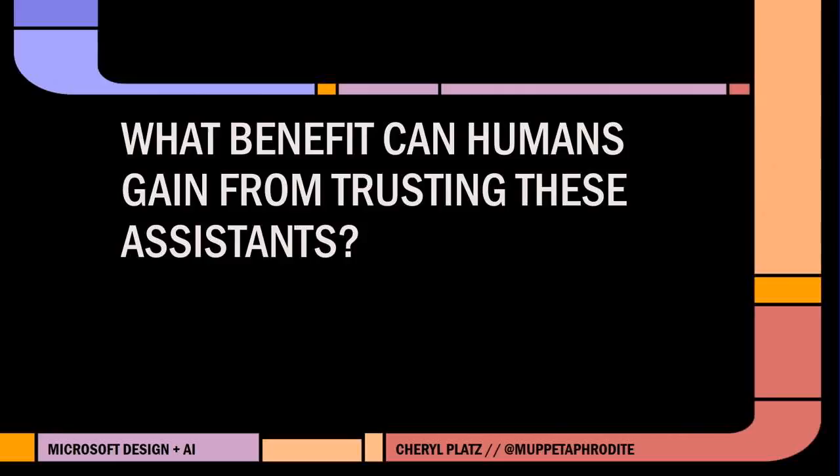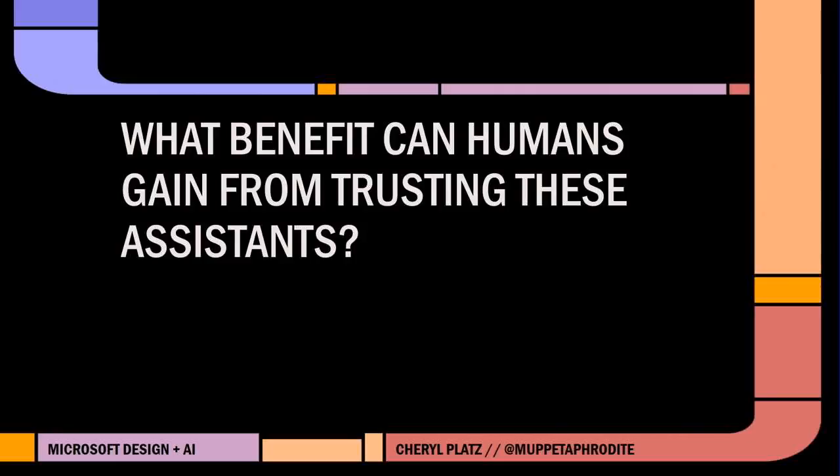She does not drop extra words in her prompts. She does not change the way she approaches your conversation. So this is another dimension we need to add in if we truly want to be conversational. If we want to move beyond command and control, we have to understand how time impacts this relationship. But what benefits can humans gain from trusting these assistants?